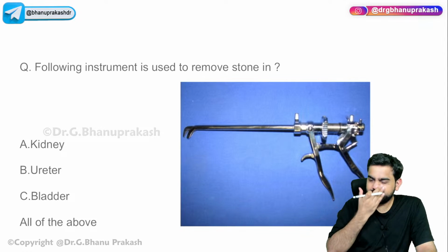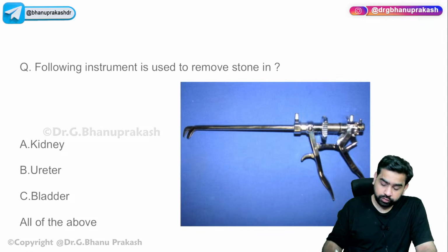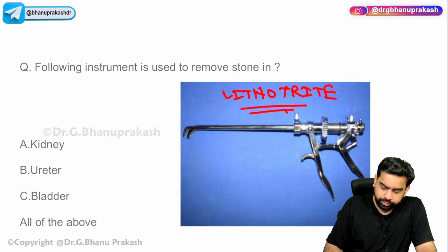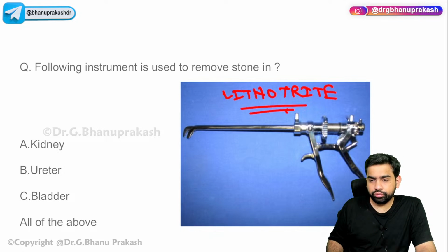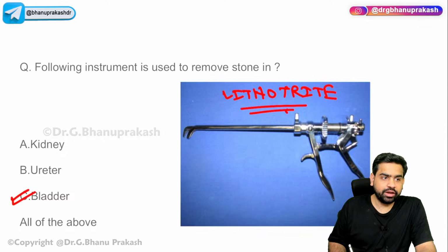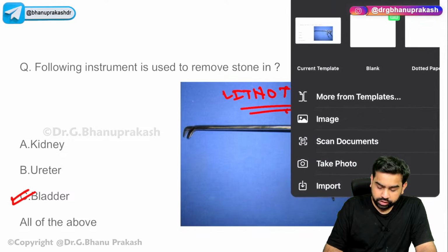Okay, so now I understand that this you might not have seen. This is what is called a lithotrite. Just apply your brains and tell me where you are going to use this. It is used for removing stones from the urinary bladder, guys.